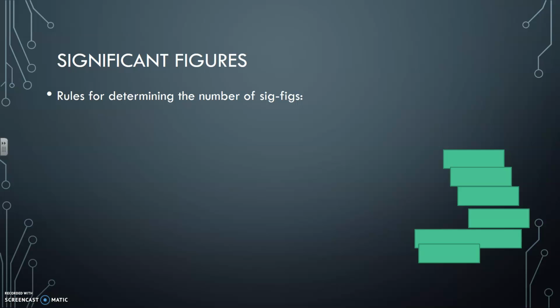Rules for determining the number of sig figs in any number that you have. All non-zero digits, all non-zero numbers are significant. The part that gets a little tricky is when you start tossing in those zeros. Zeros that are found between non-zero digits are significant. So if you have, say, 2, 0, 1, all 3 of those numbers are significant. So in that number, you would have 3 sig figs. But on the other hand, if you had, say, well, we'll get into that.